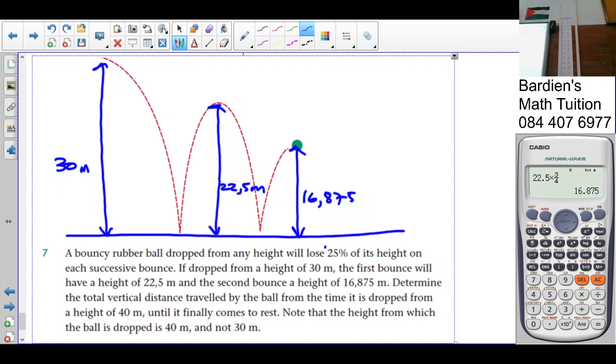So it loses 25% of height to each successive bounce. If it's dropped from a height of 30, the first bounce will then have a height of 22.5, and the second bounce will have 16.875. Determine the vertical distance traveled by the ball from the time it's dropped at a height of 40 meters until it finally comes to rest. Note that the height from which the ball is dropped is 40 meters and not 30 meters.